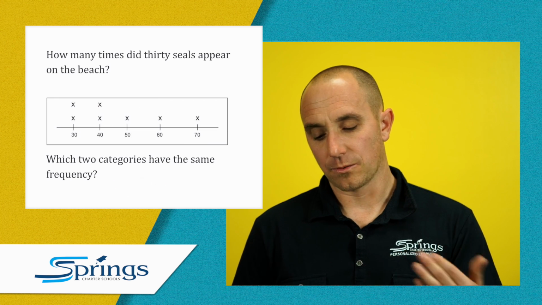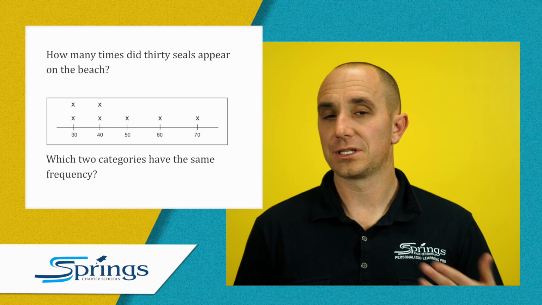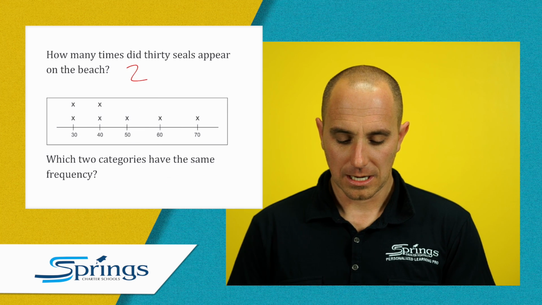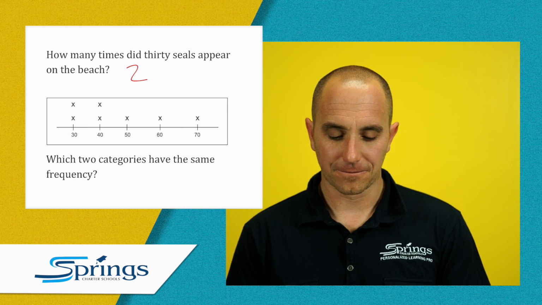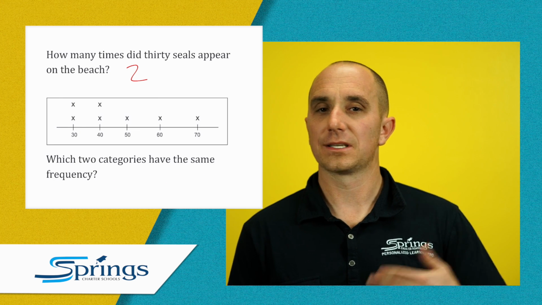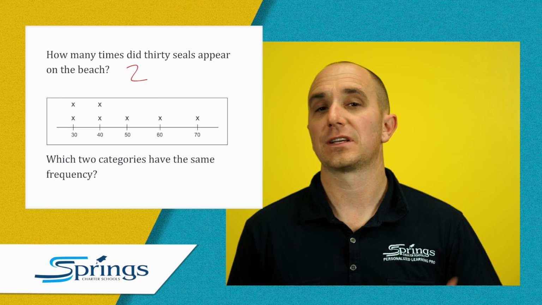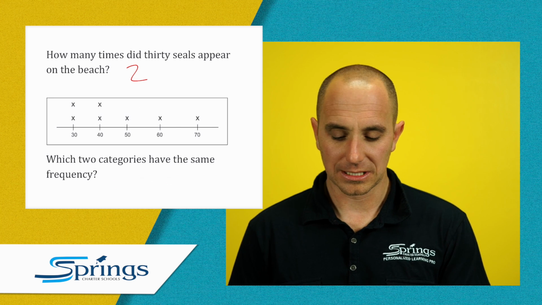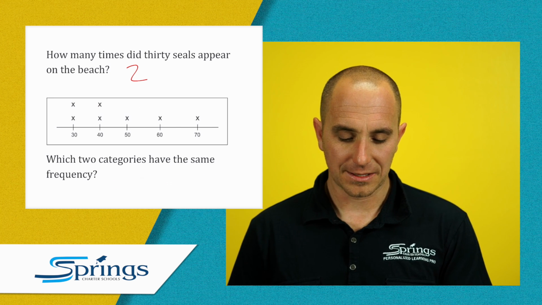And then we're just looking at it. Well, there were 2 times where 30 seals were reflected because you have 2 X's, so the answer would be 2. And then it says, which 2 categories have the same frequency? And so again, this line plot can also be thought of as a frequency table, how often something happened, the frequency of it.